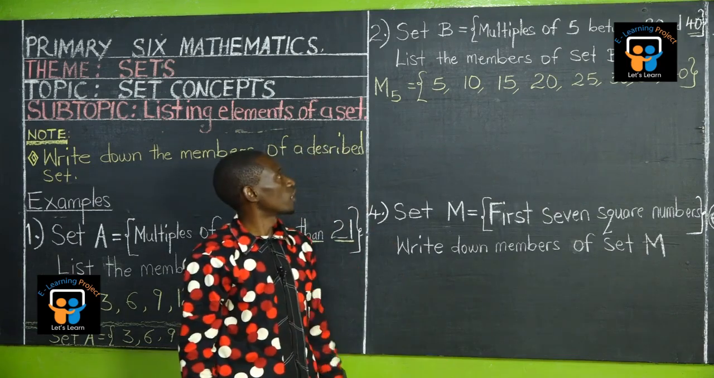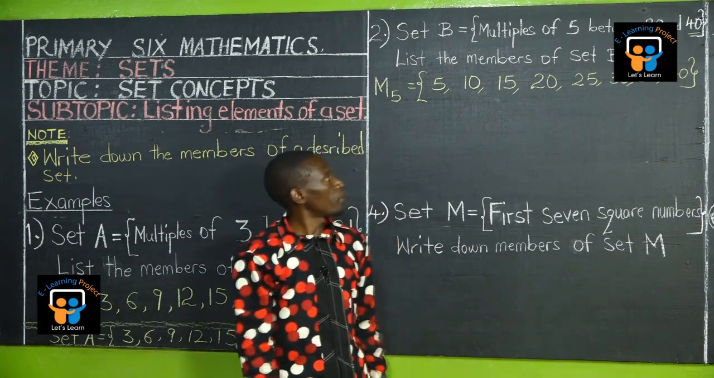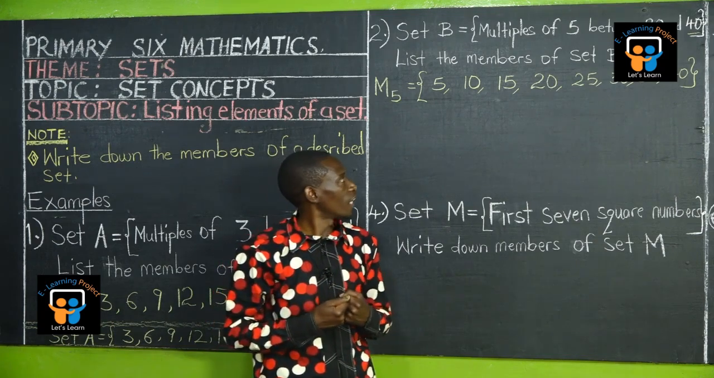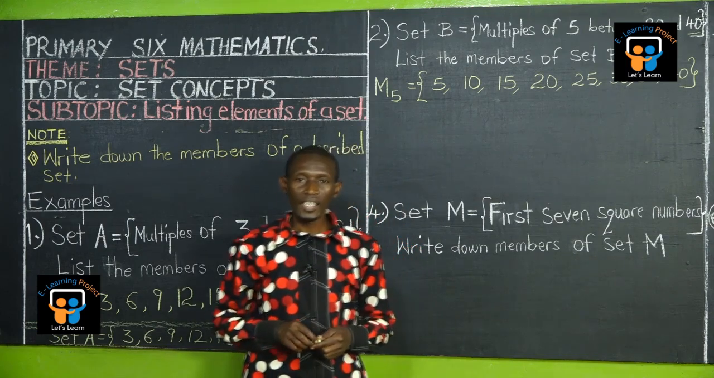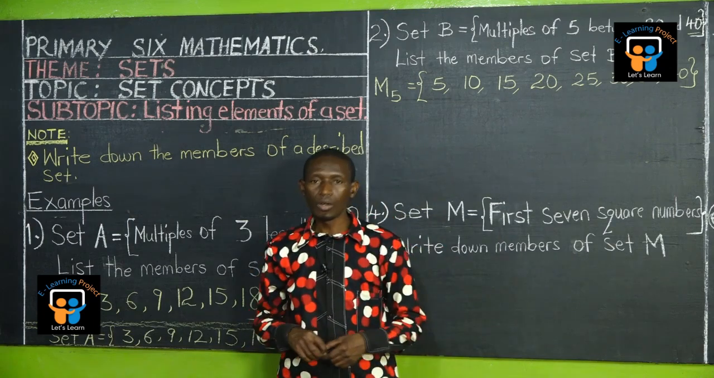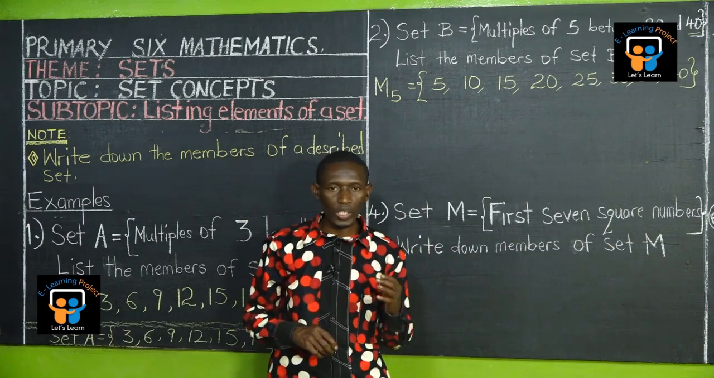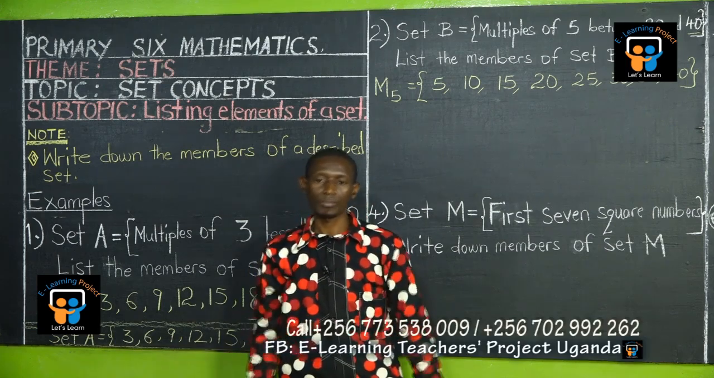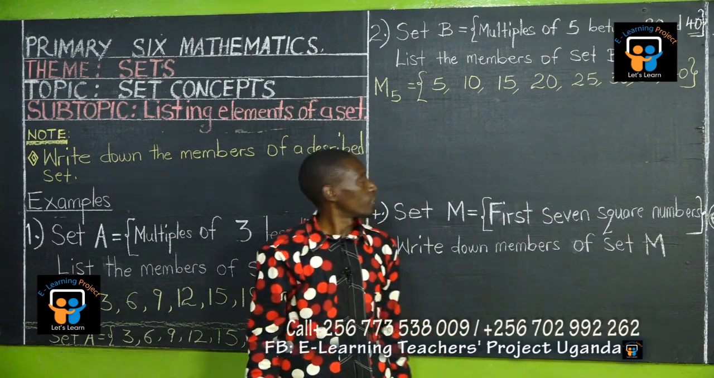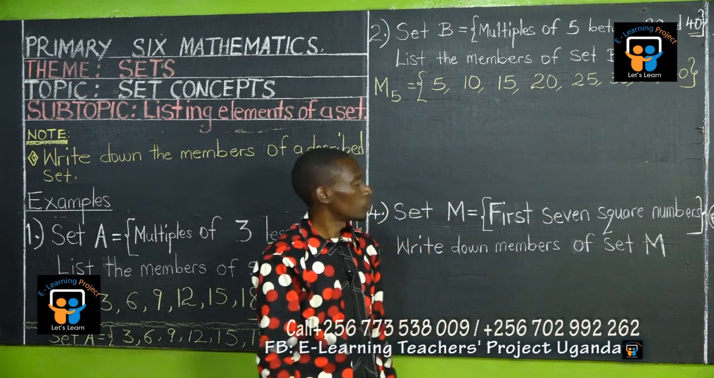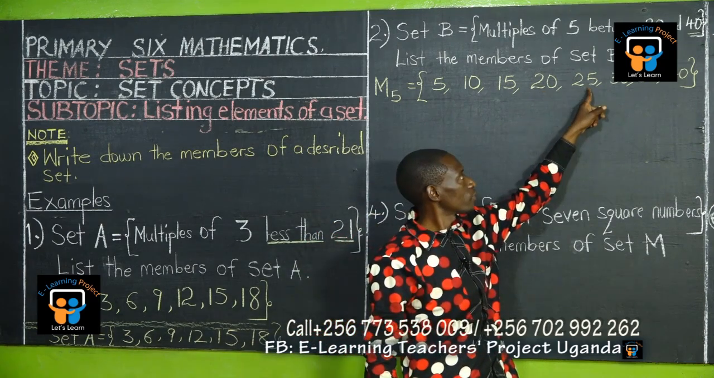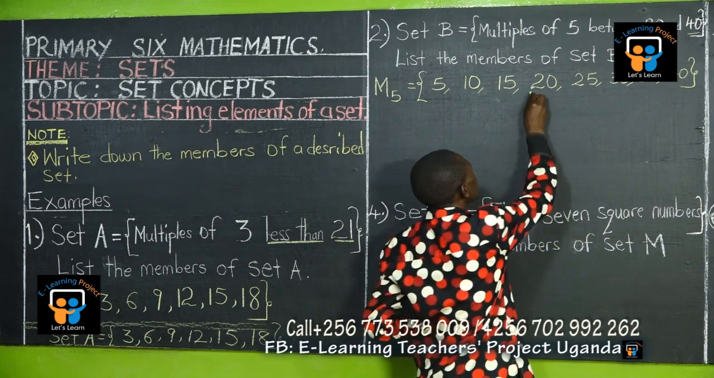Set B equals multiples of 5 between 20 and 40. Who can tell the numbers or multiples of 5 which are between 20 and 40? Yes, just between. Tom? 20, 25. Tom has begun from here.